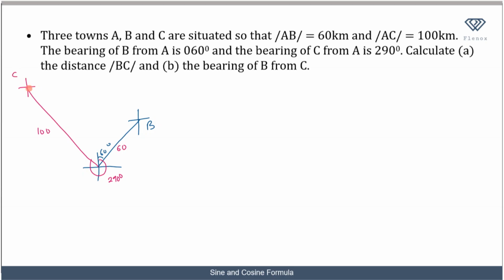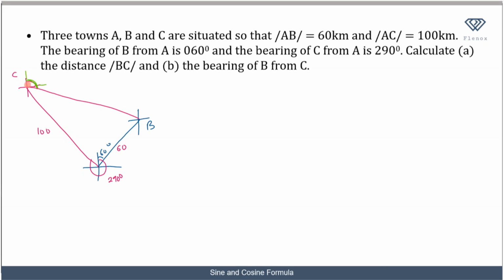Now the question asks me to find the bearing of B from C. In other words, if I am looking for the bearing of B to C, it is this angle over here. Let me mark it with another marker, this angle shaded by this green line. So now this is pretty straightforward.